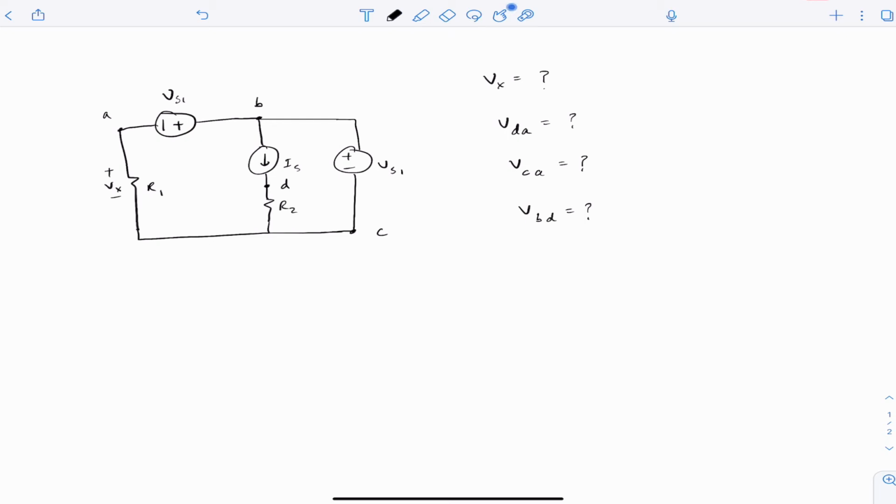What if I gave you this circuit and I asked you for these voltages, Vx, VDA, VCA, VBD? Would you be intimidated by the circuit? Maybe you already find it confusing. I think a lot of beginners at circuits find this confusing. So I'm going to help you think about this.